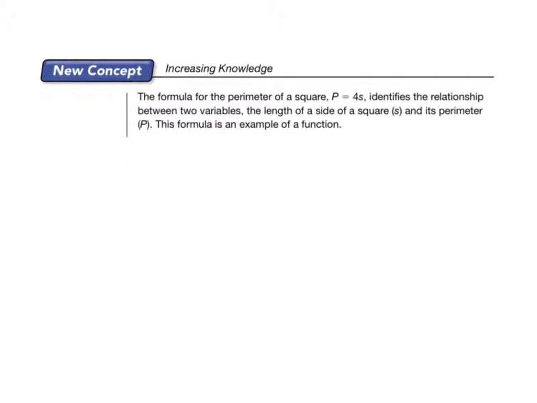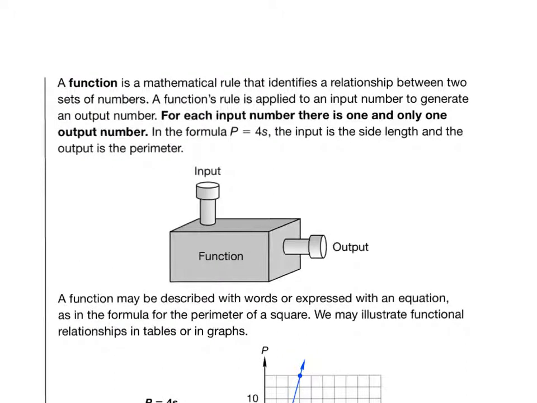All right, so let's look at some more examples of functions. Before that, let's define what a function is. So you'll need to have this in your notes. A function is a mathematical rule, so it's a rule that identifies a relationship between two sets of numbers. So write that definition down. A function's rule is then applied to an input number to generate an output number. So it's important to note that for each input number, there is one and only one output number. So write that down into your notes.